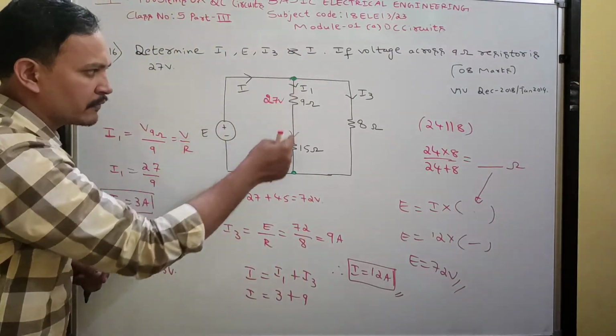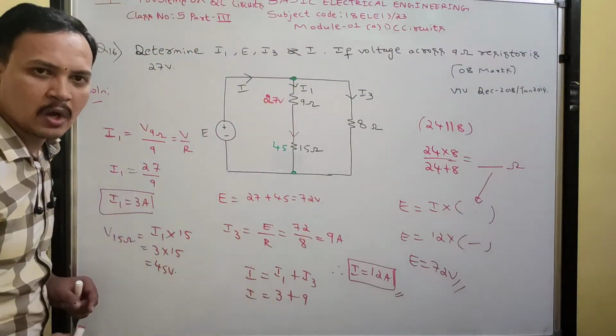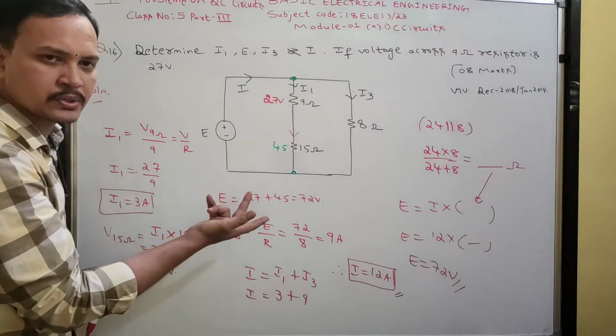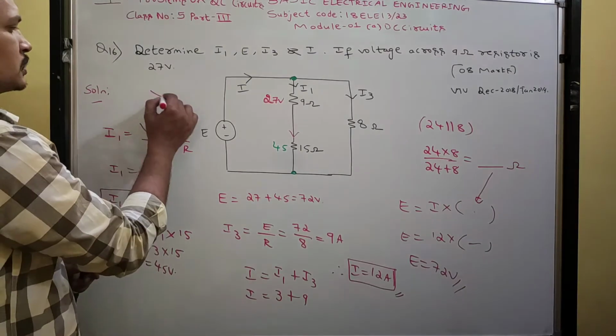Okay, got it? In parallel the voltage will be the same. Inside this parallel, one of the branches has a series combination inside, so we can add the voltages. Series means the same current flows. Okay, got it? So this problem is done.